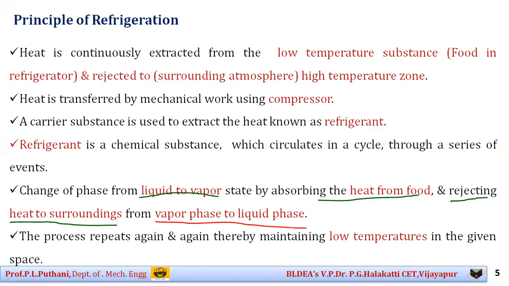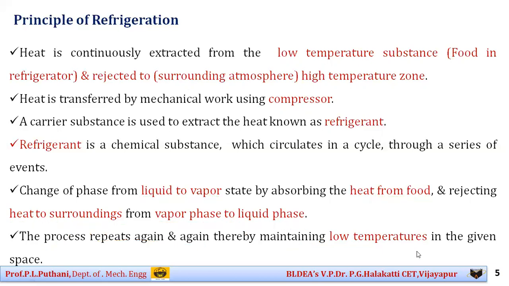So this cycle, that is conversion from liquid to vapor phase by extracting the heat, and by rejecting the heat, vapor phase to liquid phase, repeats continuously again and again, maintaining the low temperature within the given space. And this is the principle of refrigeration.